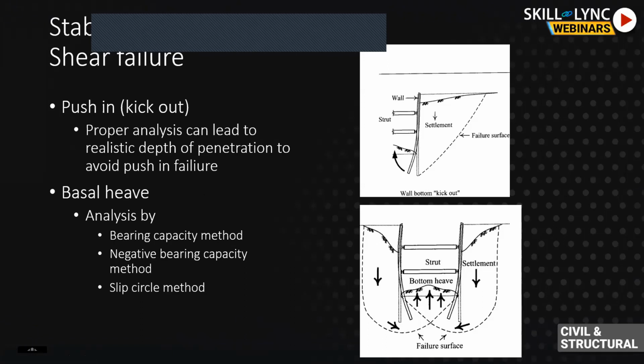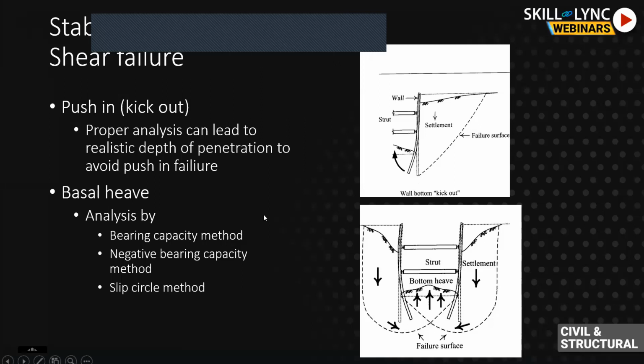Shear failure occurs when the shear stress at a point in soil equals or exceeds the shear strength of soil, so the point is in the failure state or limiting state. This is the main principle on which the whole method has been made. Shear failure can be push in or kick out. As you can see in the picture, the toe has been pushed in or kicked out. If we do proper analysis, then we generally attain a certain embedment depth up to which the wall has to be embedded. By that we can avoid kick out failure.